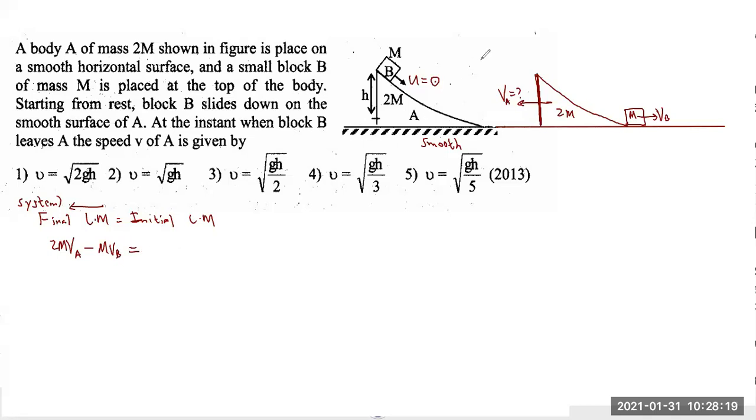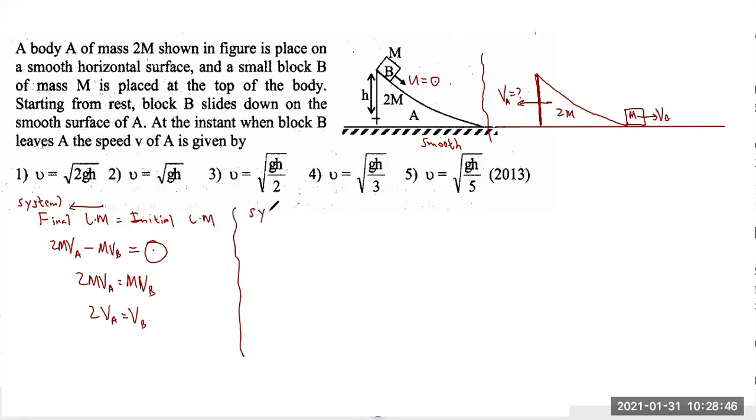But initial linear momentum, this is when B was just released, it is 0. Nothing is moving initially. Everything was at rest initially. Therefore, I can say 2mVA is equal to mVB. M and M can be cancelled out. 2VA is equal to VB. Now, VB is not our concern. We need to find out VA, not VB. We need to find out VA.